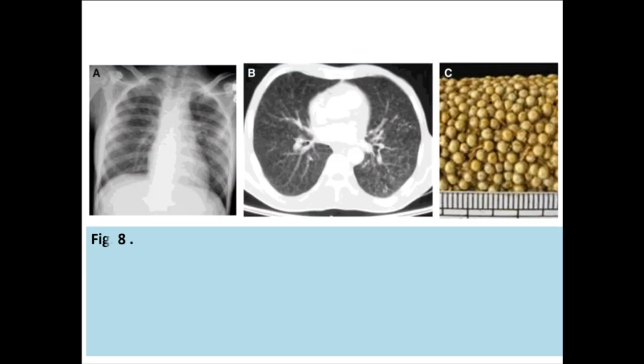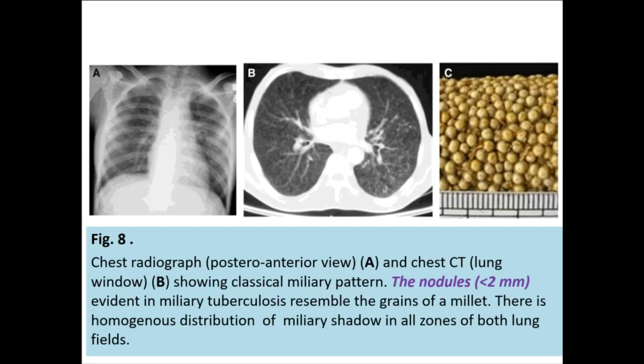Figure 8. Chest radiograph postero-anterior view, A, and chest CT lung window, B, showing classical miliary pattern. The nodules, about 2 mm, evident in miliary tuberculosis, resemble the grains of millet. There is homogeneous distribution of miliary shadows in all zones of both lung fields.